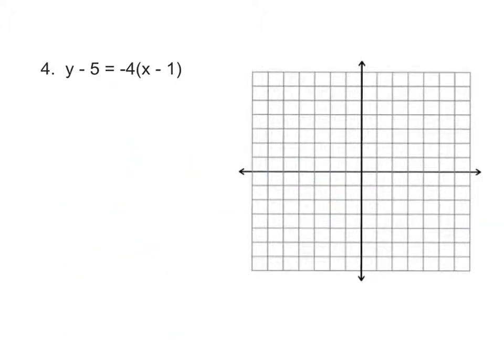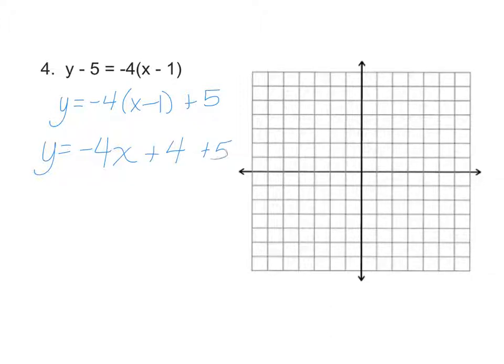First thing you did was add 5 to both sides. So you end up with this. Then what you're going to want to do is expand this. Multiply that negative 4 through that bracket. Negative 4 times x is negative 4x. Negative 4 times negative 1 is positive 4. And then just combine like terms. So we get y equals negative 4x plus 9.